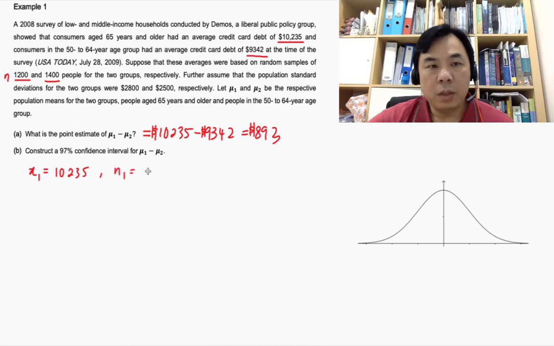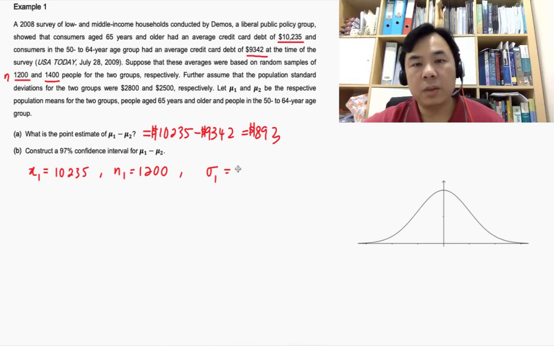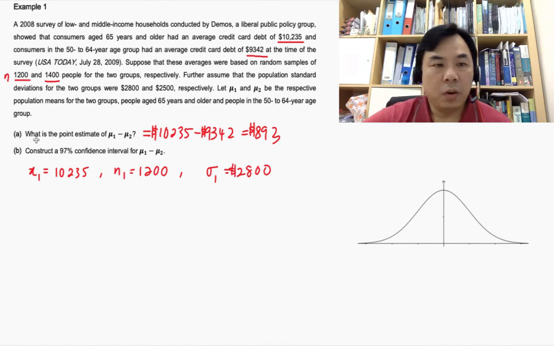Then n1 is given as 1200, and then we know the population standard deviation where the information was drawn for the first sample is given as such. Is it a variance or standard deviation? Yeah, standard deviation 2800. This is for age 65 and above, so more than 65 and above. And then this one is actually between 50 to 64. So between 50 to 64 example.